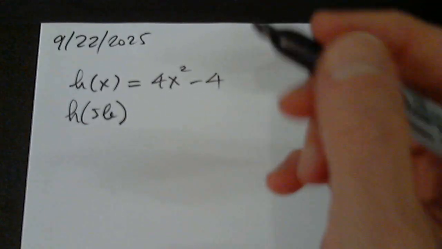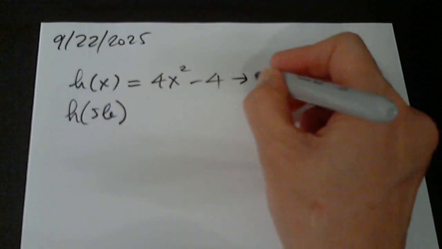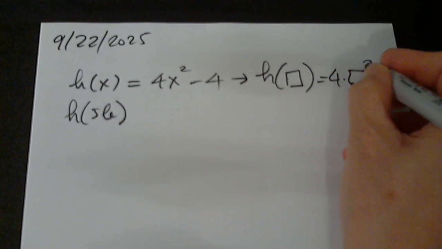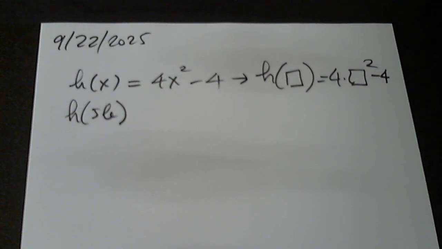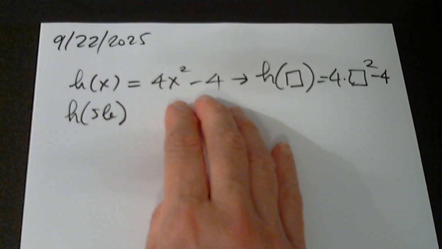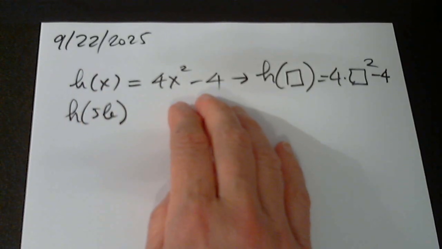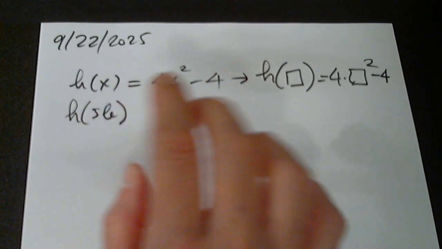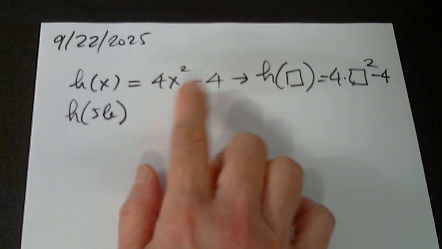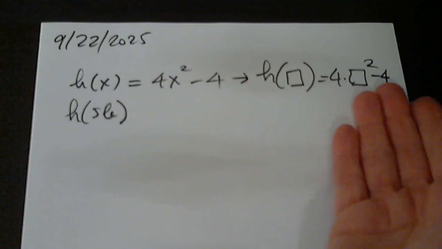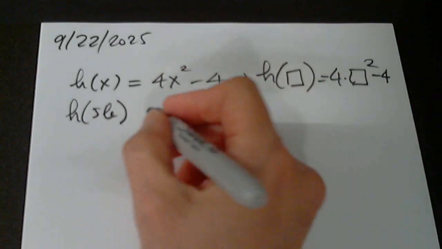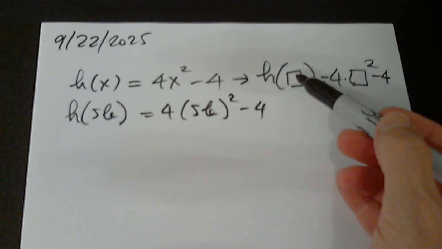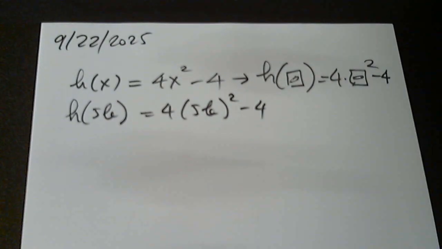Yes. Okay, so remember what we just said. h of something is 4 times something squared minus 4. First we have to identify what the function is telling us. The function is saying h of whatever is 4 times whatever squared minus 4. So now, blindly, I don't have to do anything, just plug it in. So 4 times (5b) squared minus 4, because this is 5b, this is 5b.